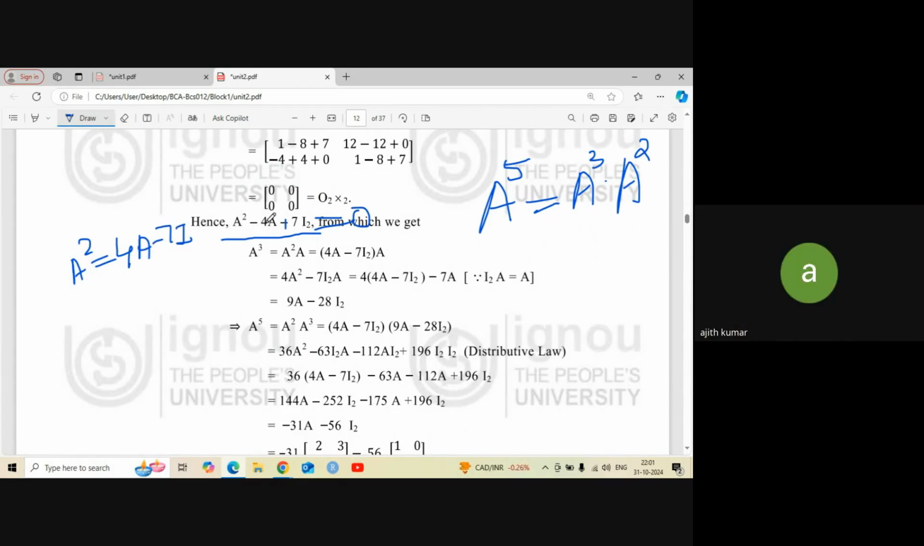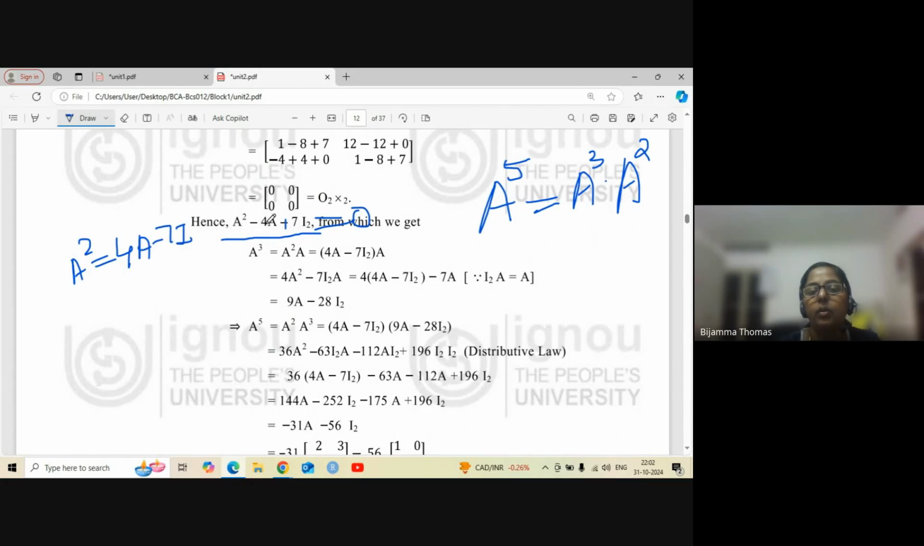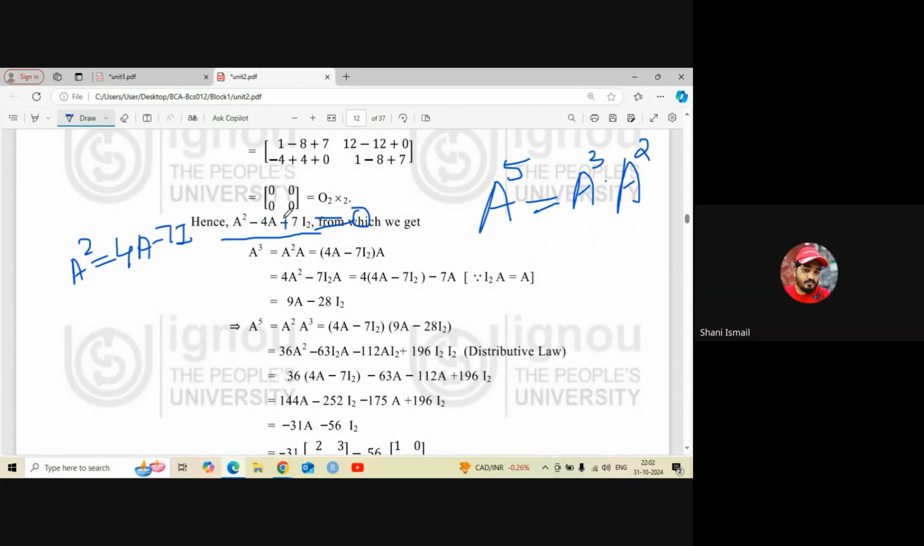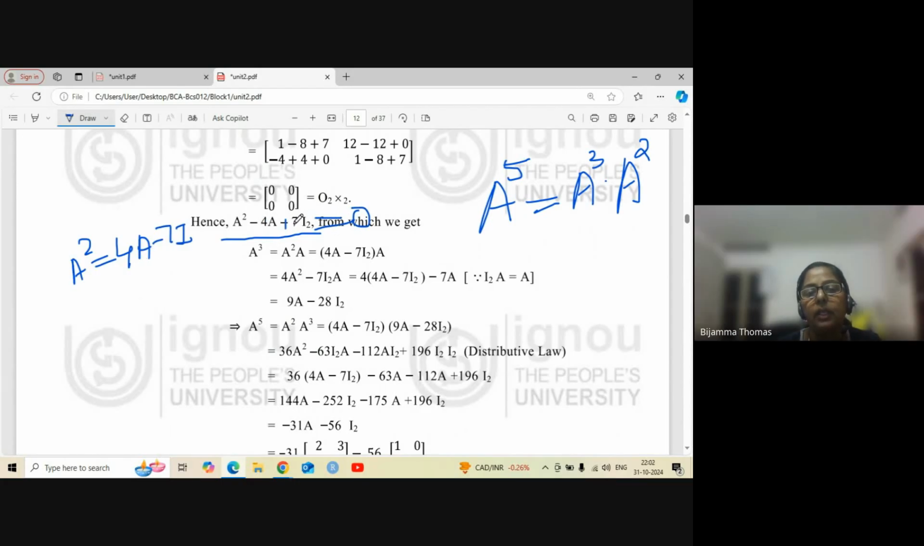A square equal to 4A, right side ലോട്ട് കൊണ്ടുവരിക. ഈ രണ്ട് ടേമിനെ, ദിസ് ഇസ് മൈനസ് ആയതുകൊണ്ട് റൈറ്റ് സൈഡ് വരുമ്പോൾ പ്ലസ് 4A, ഇത് പ്ലസ് ആയതുകൊണ്ട് റൈറ്റ് സൈഡ് വരുമ്പോൾ മൈനസ് 7I2. Is it clear?